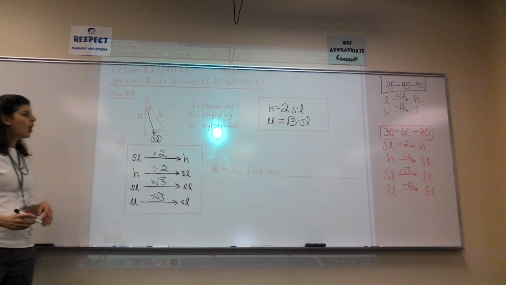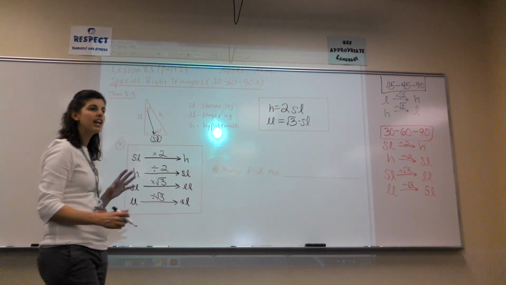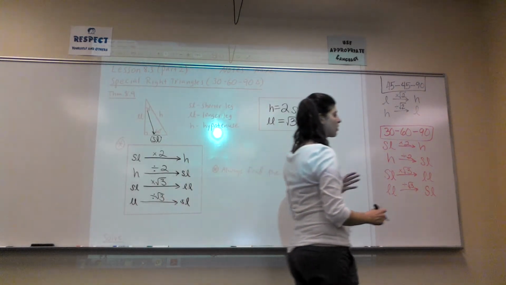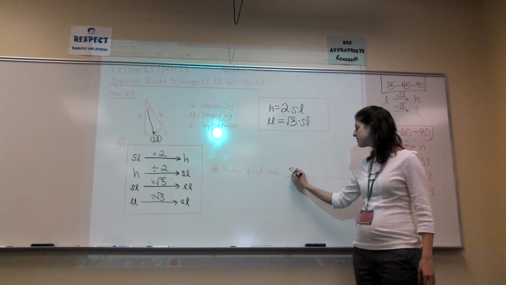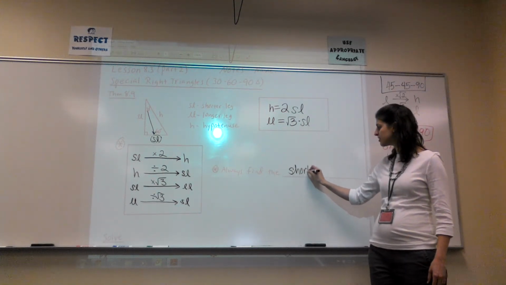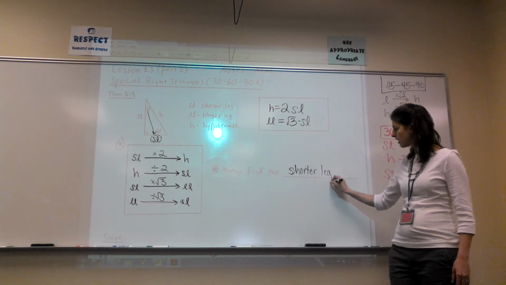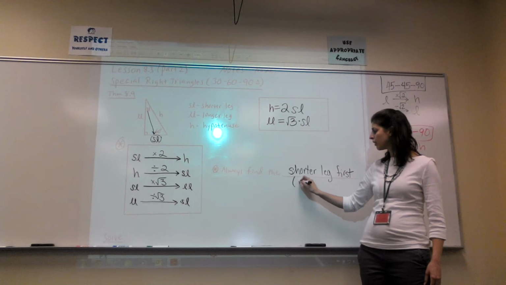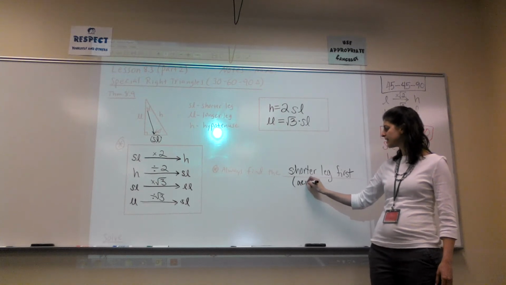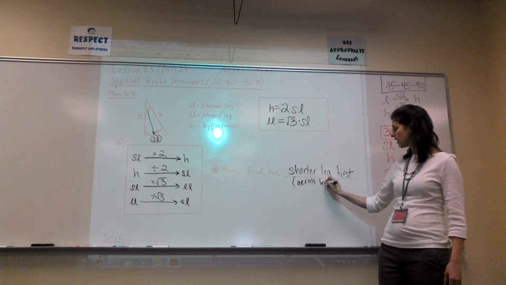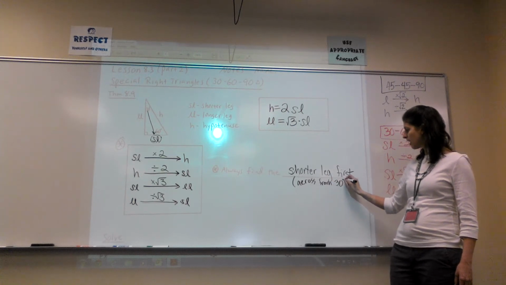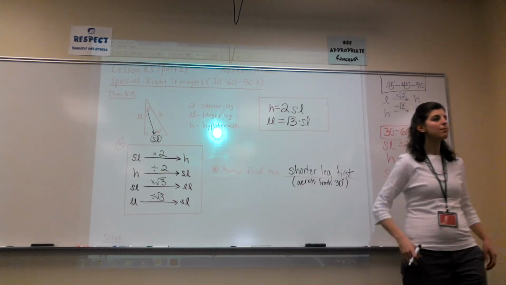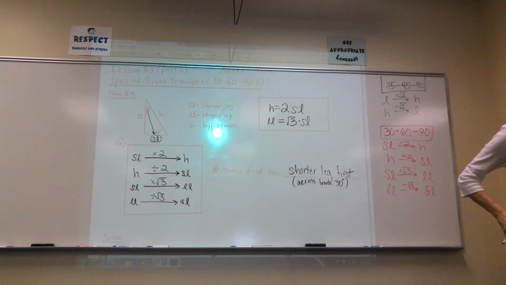Okay. Always find the shorter leg first because that one is the cornerstone of your problem. Always find the shorter leg first. And keep in mind that that's the one across from the 30 degrees. Does that make sense? You always want to find that one first.